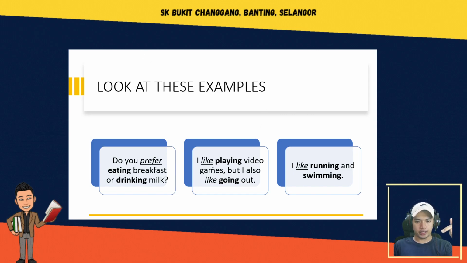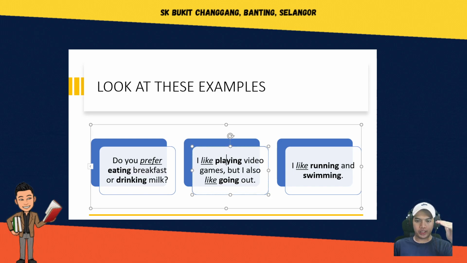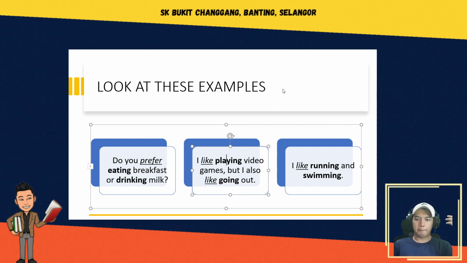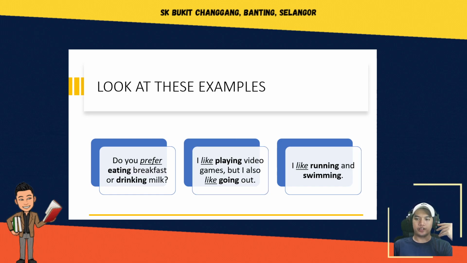Same goes to the second one. After the word like, you should use verb plus ing, which means the base word here is play. Perkataan dasar dia adalah play. You need to add ing and it will become playing. Same goes to like going, like running and swimming. I hope you understand this one. But let's look at the rules.